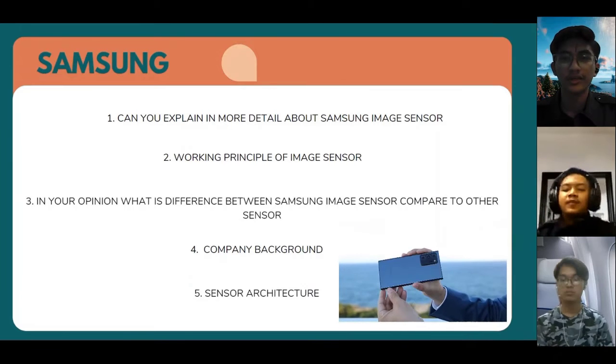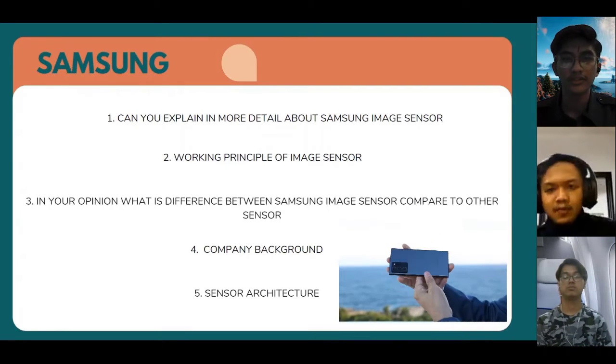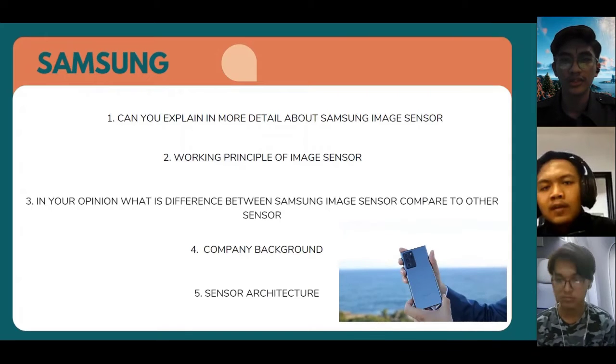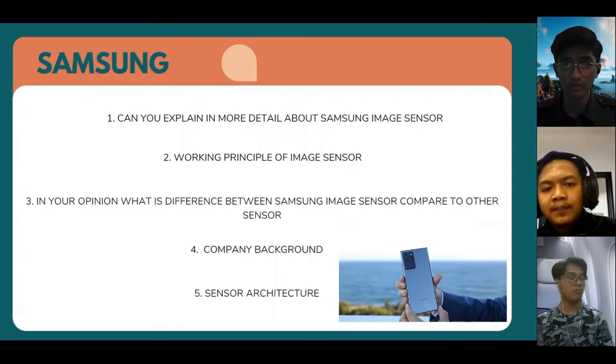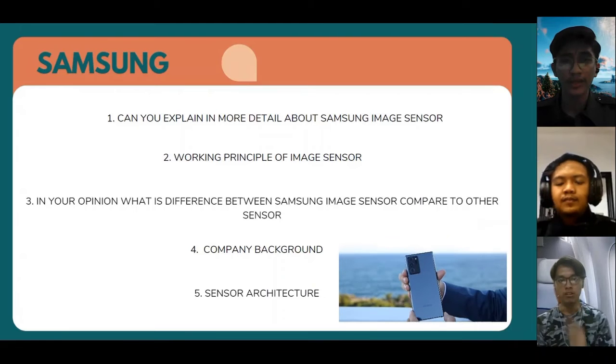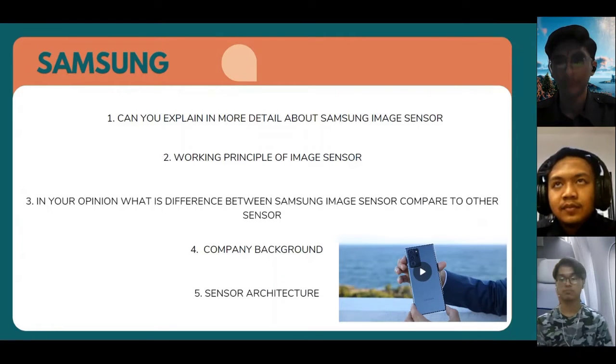So these are the questions that we asked the Samsung staff, Encik Samuddin. The question is, can you explain in more detail about the Samsung image sensor? Second one is the working principle of image sensor. And the third one, in your opinion, what is the difference between Samsung image sensor compared to other sensors? And the fourth one is Samsung company background. And the last one is sensor architecture.